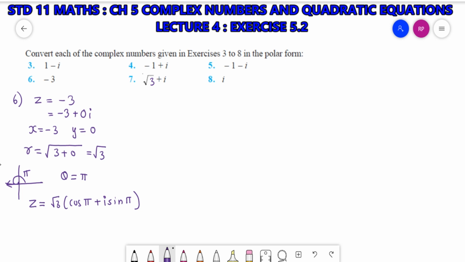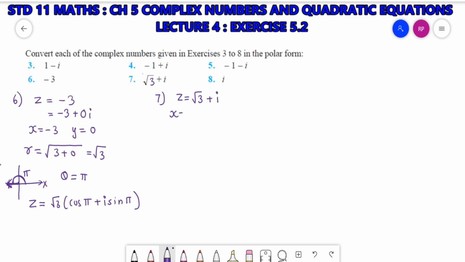Remember, when y is 0, I'm not using tan, I'm just plotting it on the graph. x is minus 3, so it will be somewhere here at minus 3, y is 0. So this is the complex number, and the angle it makes is pi with respect to the positive x-axis. Now let's see the seventh one. z is equal to root 3 plus i.